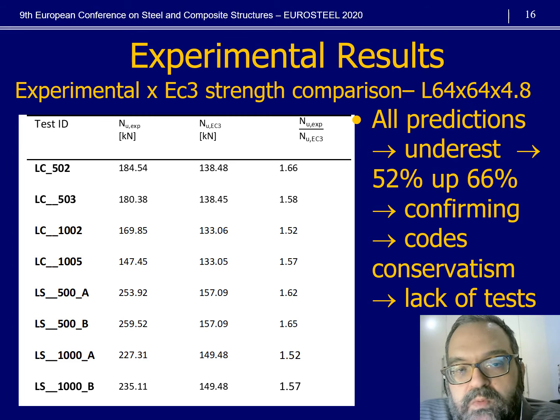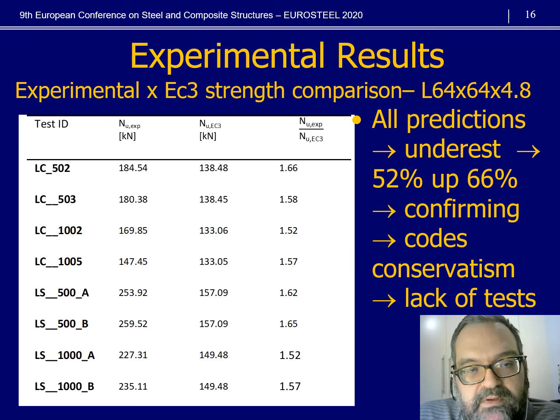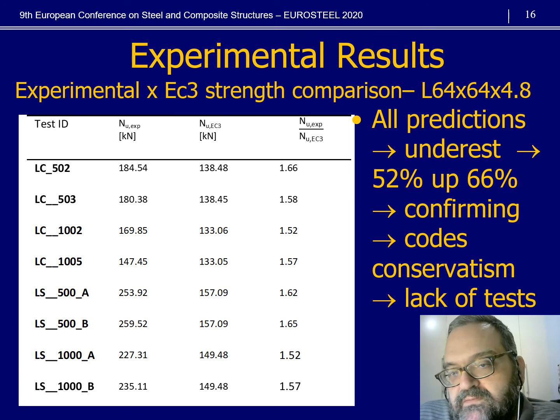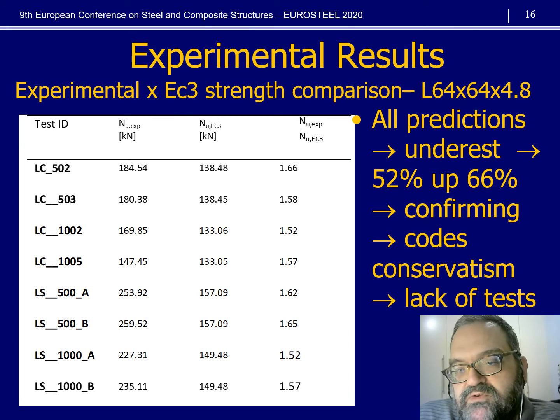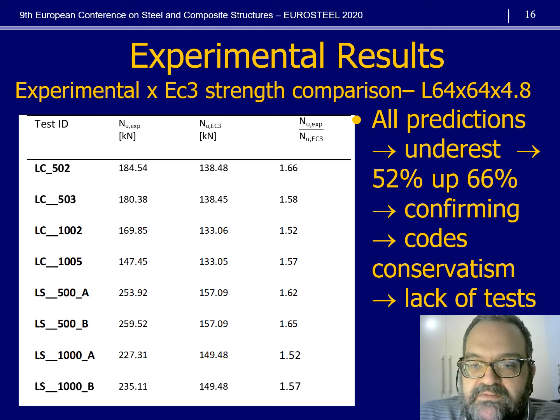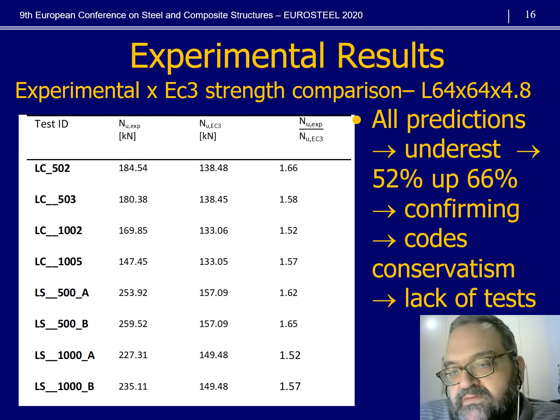In this table, we can see a comparison of the results of the experiments and the Eurocode predictions for the 64 by 64 by 4.8 equal leg angle columns, where all the predictions underestimated the test failure loads by 52 up to 66%, confirming the code conservatism. That is natural due to the lack of tests that we have on this section.